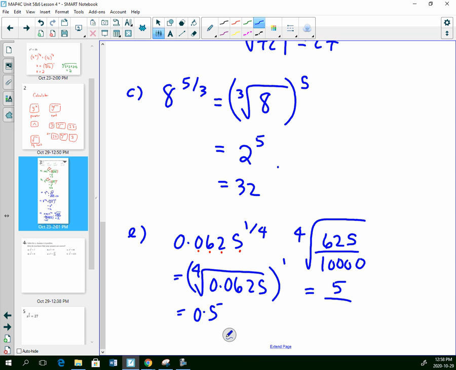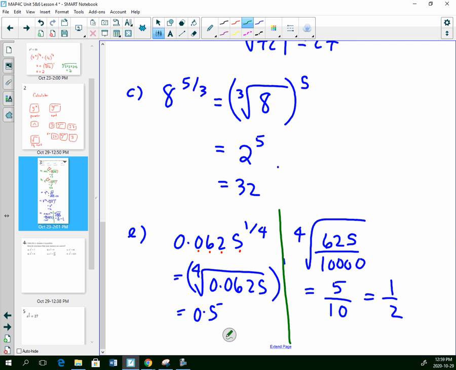And the fourth root of 10,000 is 10. So that's 1/2, which is the same as 0.5. So that's how you would do it if it was a decimal and you didn't have a calculator. You would have to change it to a fraction and then do the fourth root of the top number and the fourth root of the bottom number. Okay, so I just wanted to show you that.